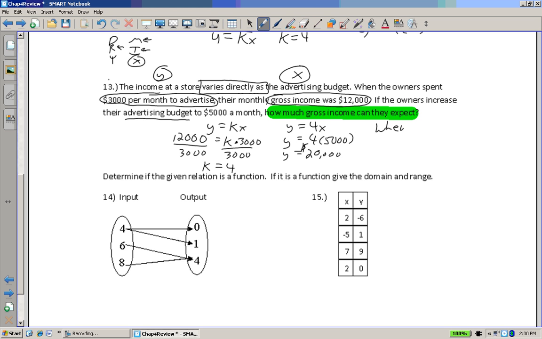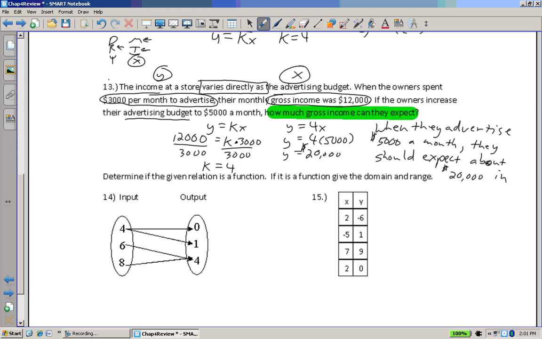So when they advertise 5,000 a month, they should expect about $20,000 in income, gross income. What does gross mean? It just means the total before taxes and bills and all that sort of thing. Okay, and there we go. When they advertise 5,000 a month, they should expect about 20,000 in gross income.